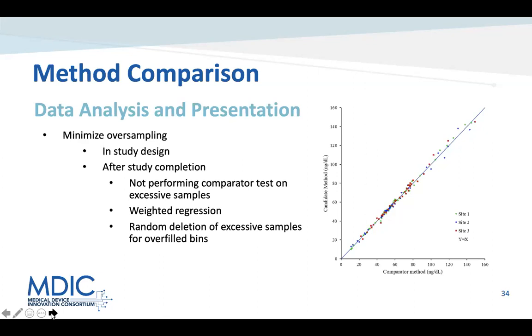We have an example in the document where clinical study sites such as doctors' offices may include patients with values in the normal range. And oversampling may be unavoidable in the process of trying to get a specific number of balanced patient samples. So we have some ideas in here to minimize oversampling, whether that's within the study design or after the study completion. For example, not performing the comparator tests on those excess samples, performing different types of statistics like weighted regression, or even randomly deleting some of those excess samples for the overfilled bins. And those are all outlined in the document.